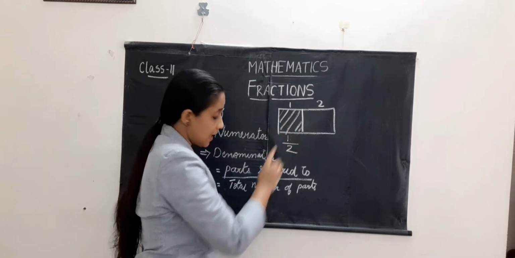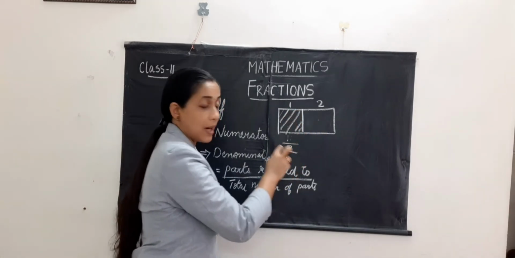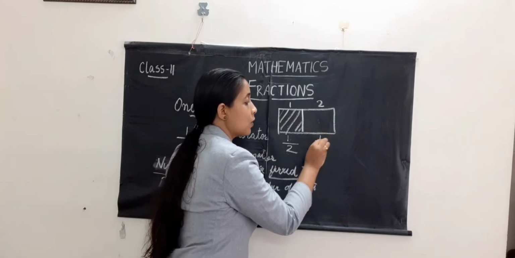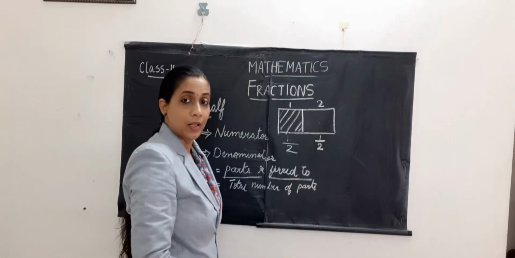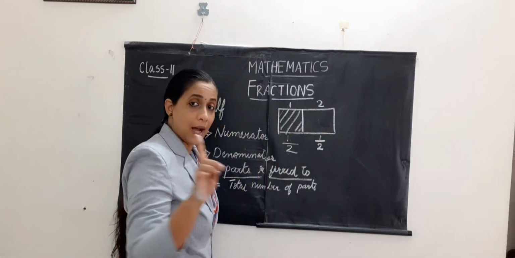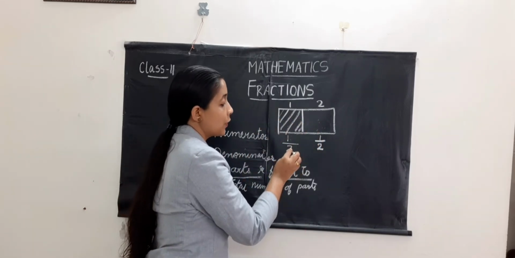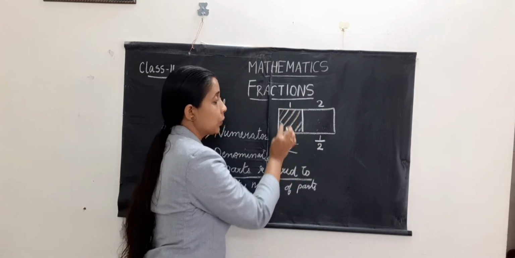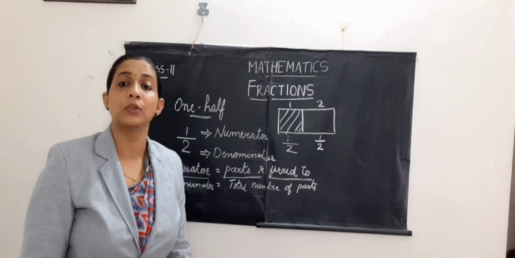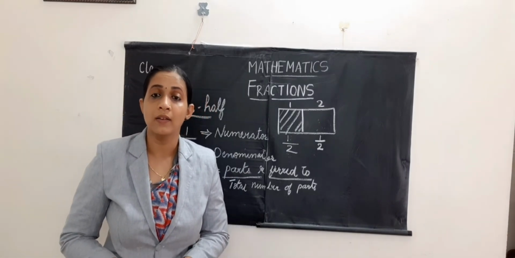This is 1 part, and the total number of parts, how many parts are there? 2 parts. So this is 1 out of 2 parts and this is also 1/2. This is another 1 part out of 2. Okay, so when you combine two 1/2s, you will get the whole rectangle. Okay, so when two 1/2s are combined, you will get 1 whole.